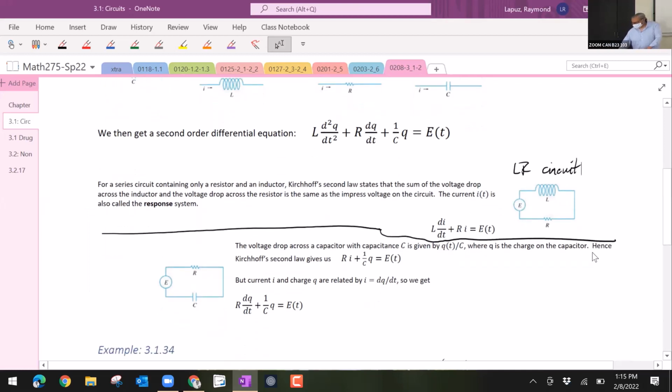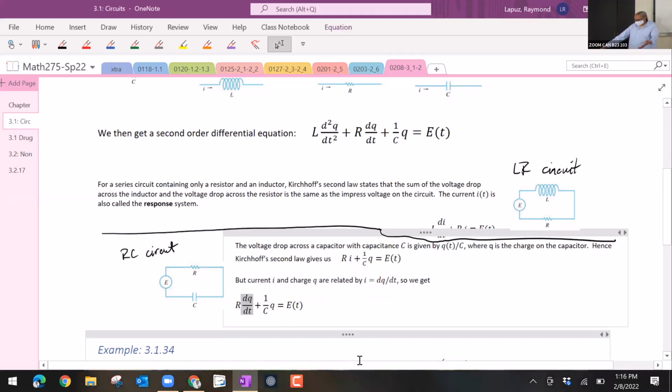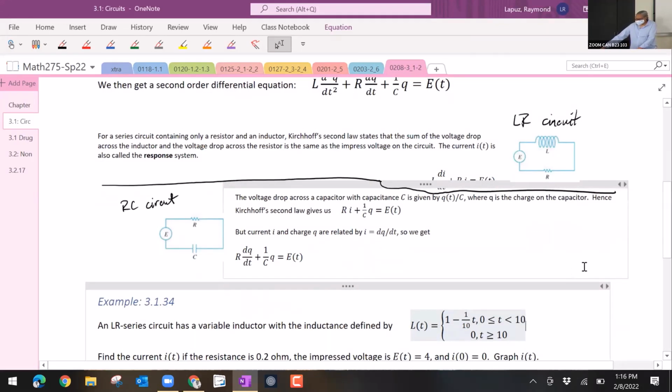You can also have an RC circuit. In an RC circuit, you only have the resistor and capacitor involved. The R is matched up with a current, which is I, but I again is equal to the derivative of Q. And so we have R times dq/dt plus 1 over C times Q. So in an RC circuit, you'd be looking for the charge. All right, so here's our example.